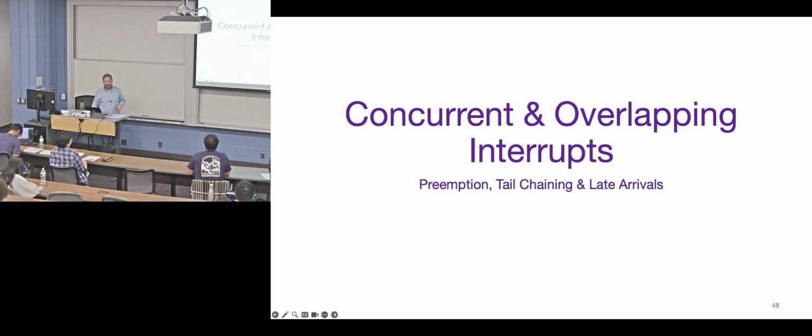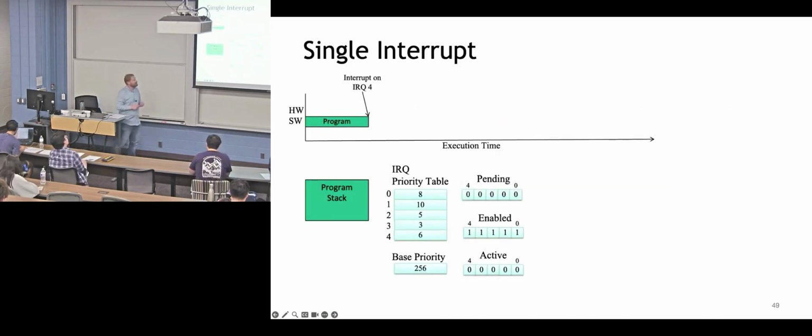So let's talk about what happens when you have multiple interrupts going on. In these diagrams, we're going to have your program stack and your interrupt priority table. For these 5 interrupts, this tells you the priority level of those interrupts using golf rules, where the lower the number is, the more important it is. You have your base priority, which basically says anything above this don't run, and anything below it you can run. Clearly this is showing you that everything should be runnable. Everything is enabled. You have your pending, your enabled, and your active.